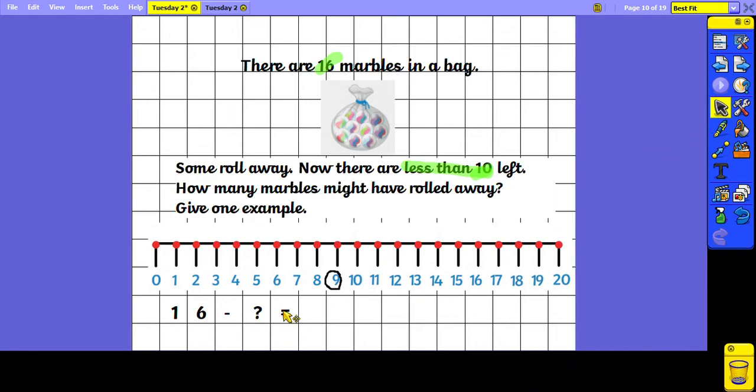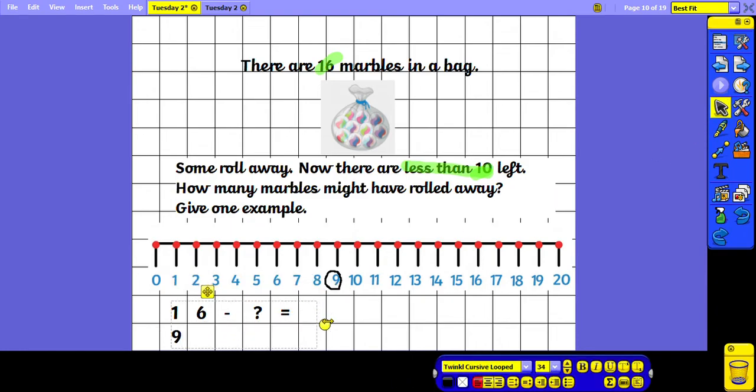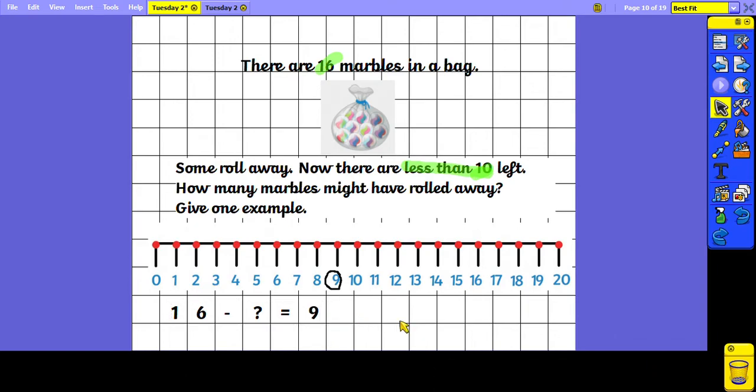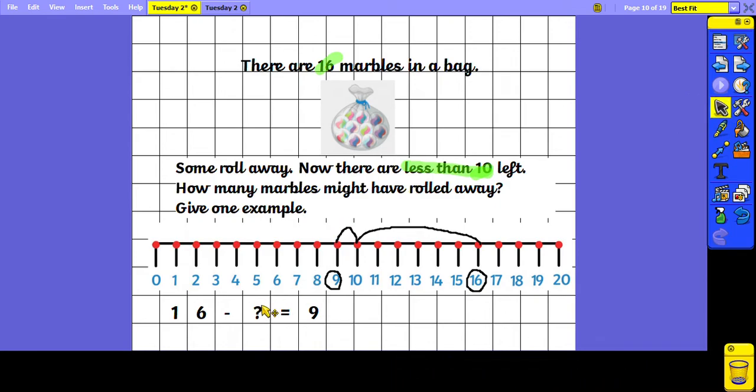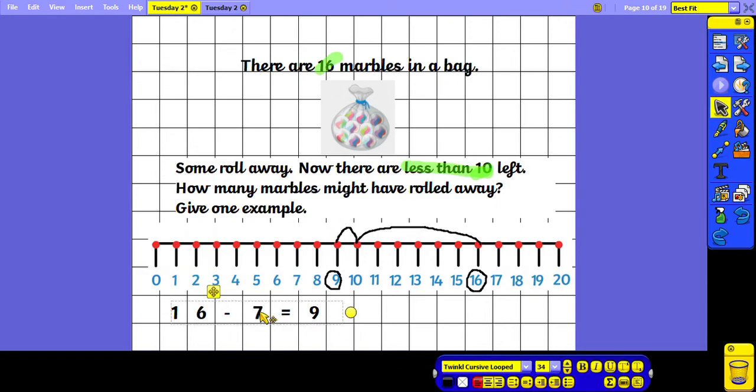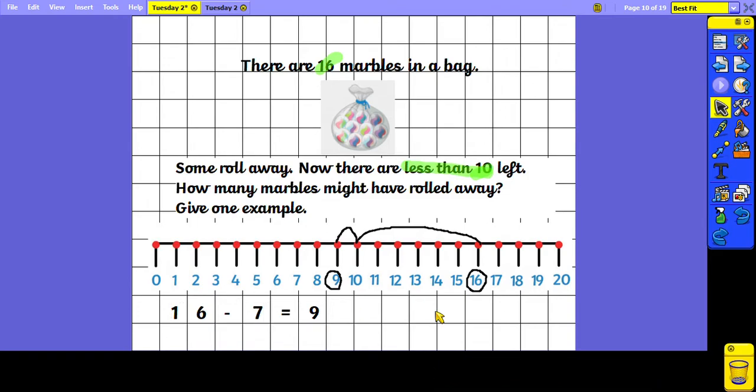So 16 take away something left me with 9 marbles. And I need to find the difference between 16 and 9 to work out how many could have rolled away. Okay, so there's 6 there and 1 more, 7. So the difference between 16 and 9 is 7. So 7 marbles might have rolled away.